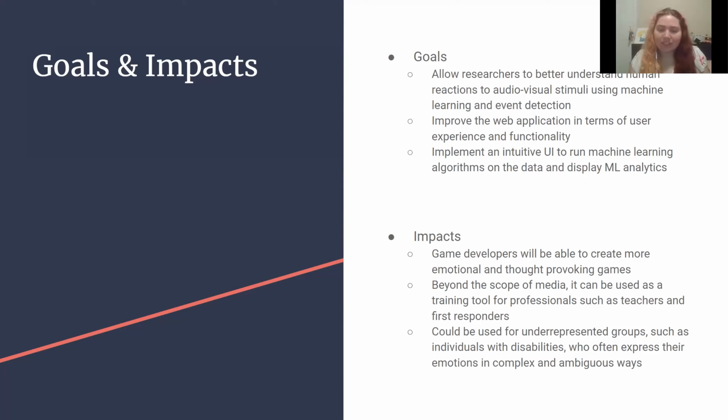Sherlock was designed with game design in mind, so the immediate impacts would be allowing game developers to create more emotionally intense games. However, because Sherlock is a free and open source tool, it could reach beyond the scope of media, such as a training tool for professionals to ensure that they have appropriate emotional responses to stressful stimuli, or to help understand the complex emotions of underrepresented groups, such as individuals with disabilities like autism or ADHD.